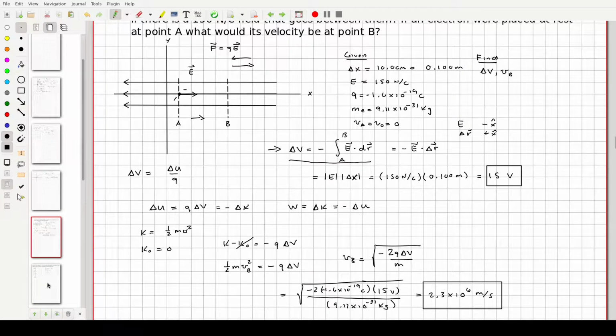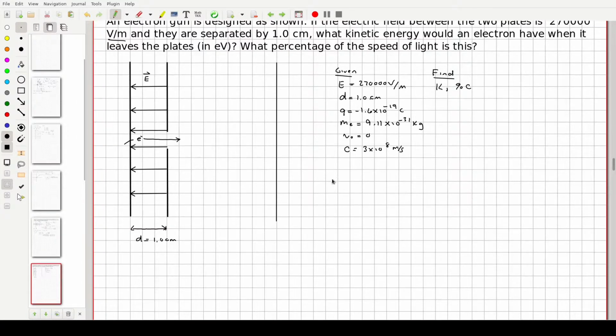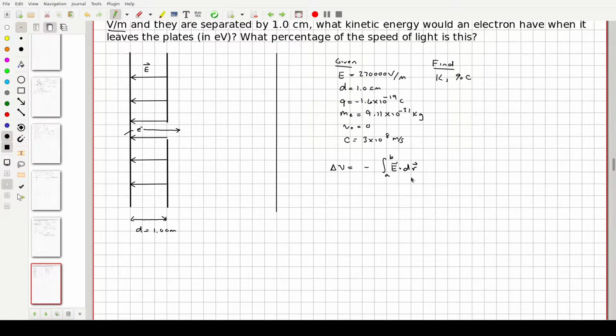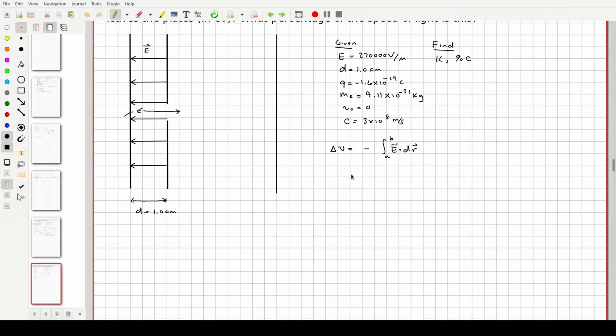So if you look again at the definition of voltage, delta V being minus the integral from point A to point B of E dot dr. And note the fact that between the plates the electric field is constant. And here dr just really means the displacement between the plates. You can write this the following way as minus E dot delta r.